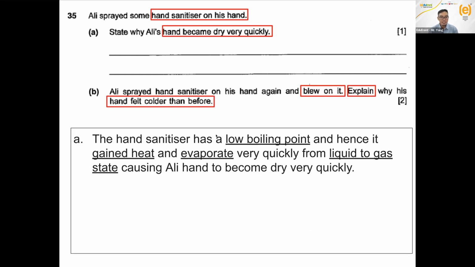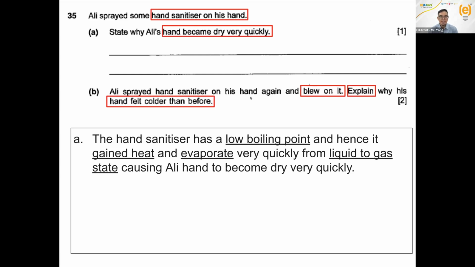So let's answer the first part. State why Ali's hand became dry very quickly. Hand sanitizer has a lower boiling point than water, right? You put on hand sanitizer, you feel very cold, right? Why does it feel very cold? Because it has a lower boiling point. Hence, it gains heat and evaporates very quickly, changing state from liquid to gas, causing Ali's hand to become dry very quickly. So that's the answer for part A.